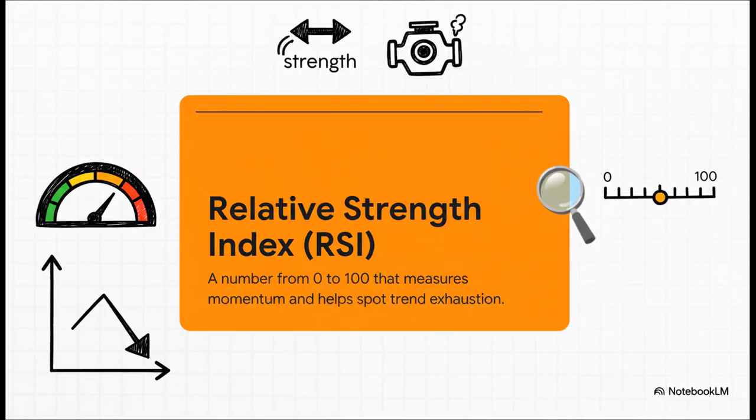Next up is one of the most popular tools in any trader's kit, the Relative Strength Index, or RSI. The best way to think about it is that it measures the engine power behind a price move. It gives us a simple score from 0 to 100 that helps us spot when a trend might be getting exhausted, running out of steam.